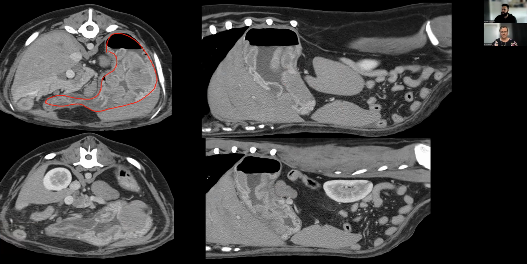We've got some thickening of the gastric wall. We've got a big spleen, and we've got some big lymph nodes. So we've got multi-organ involvement in this patient.